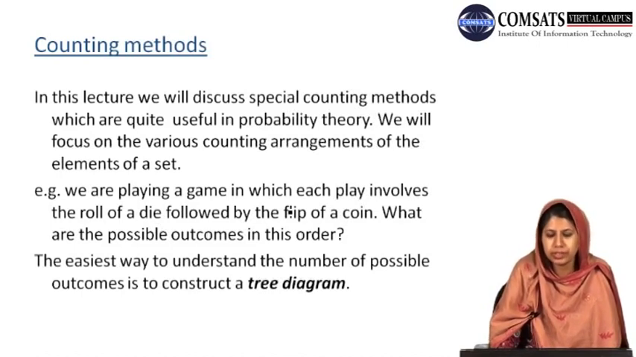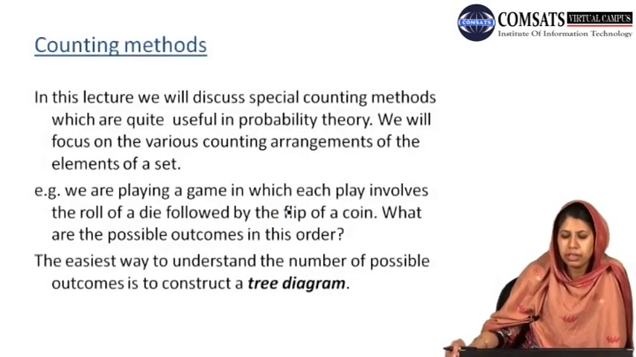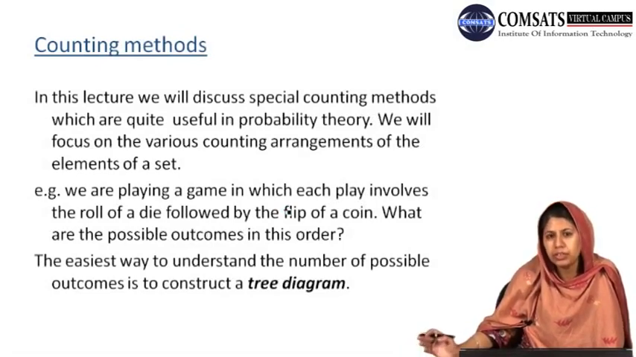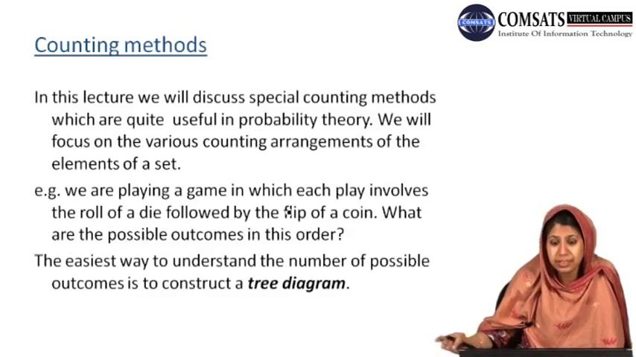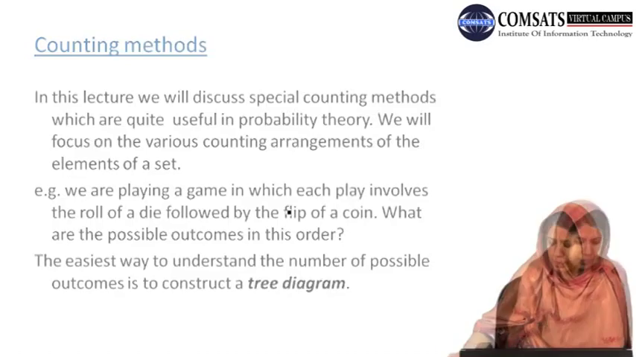Now, the easiest way to understand or to count the possible outcomes is to construct a tree diagram. What do we mean by this tree diagram? First, the statement says that we are playing a game in which first we roll a die and then we flip a coin. And we are interested in knowing the possible outcomes in this order. This order means that first the possible outcomes of rolling a die and then the possible outcomes of flipping a coin.